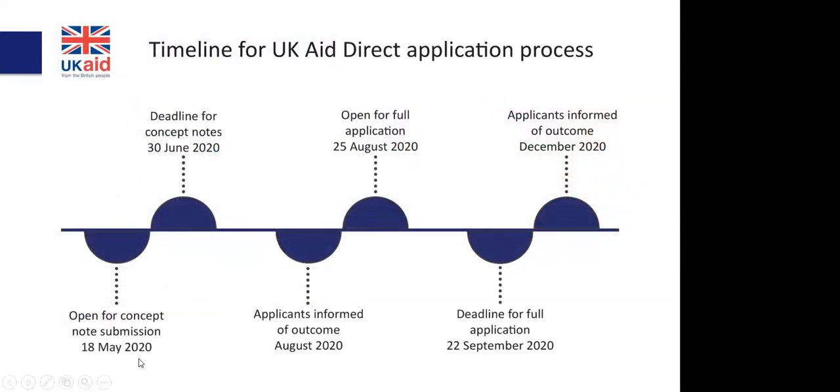Thank you. So this slide gives the anticipated timeline for UK Direct Round 5 applications. So I'm sure, as you're all familiar with, concept notes opened on the 18th of May and will close 2 weeks tomorrow on the 30th of June at 5 p.m. UK time. And it's important to note that it is 5 p.m. UK time. All concept note applicants will be informed of the outcome of their application, and this will take place in August. Those successful at concept note stage will be invited to full application stage and will have access to the portal to complete their full applications from the 25th of August 2020. And the deadline for applications is anticipated to be the 22nd of September 2020. And it is anticipated that full applicants will be notified of the outcome in December of this year.